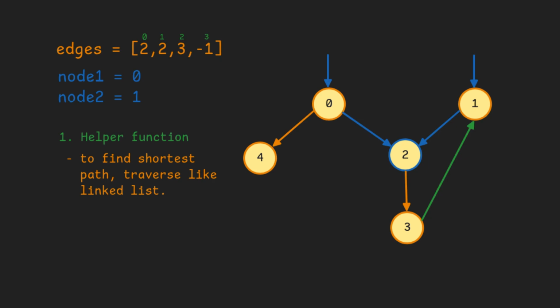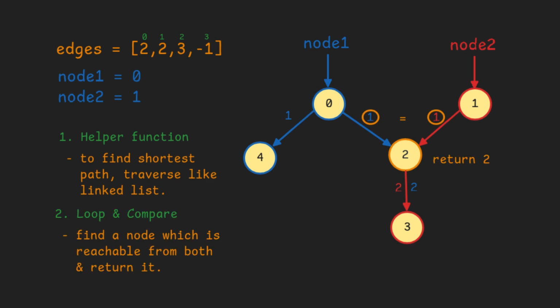We will use a helper function to simulate a traversal, not BFS or DFS exactly, just following the path from a node since each node only has one neighbor. This gives us the distance from the start node to every node it can reach. We do this for both nodes. Now loop through all nodes and find the one reachable from both, where the maximum distance is the smallest possible. And finally return the answer.